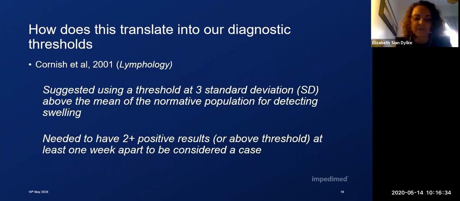So how do we go from having an average interlimb ratio, which we now know, to having a detection threshold that's actually based on this interlimb ratio? Well, the original Cornish and team paper suggested that a threshold at 3 standard deviations above the mean of a normative population should be used for detecting swelling. They said that you should use a normative or unaffected population to determine this threshold. They also said that a patient had to be above this threshold on at least 2 occasions to be considered positive for lymphedema.